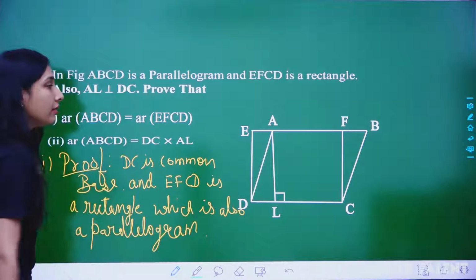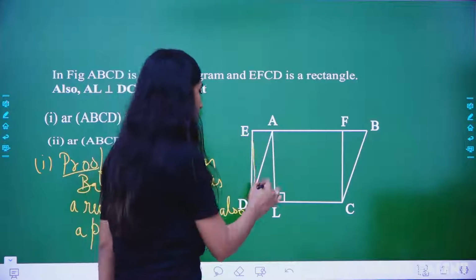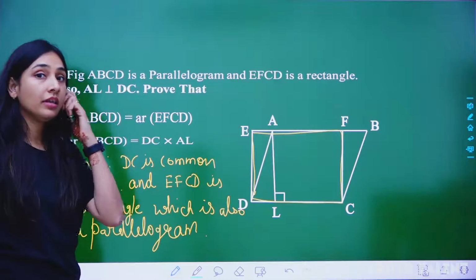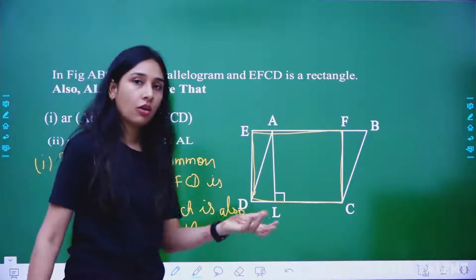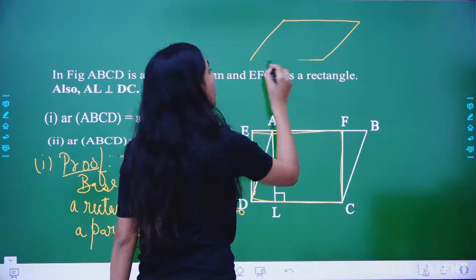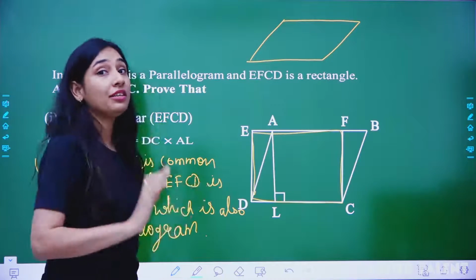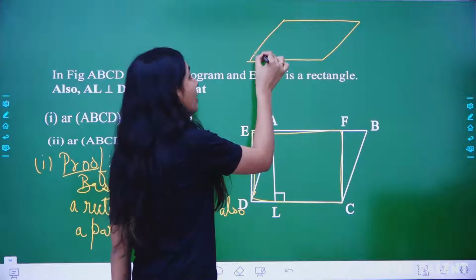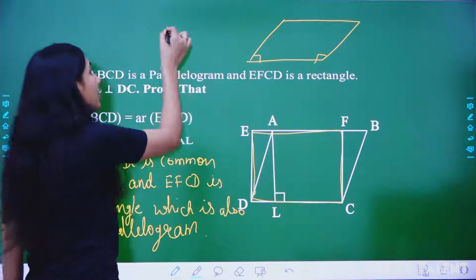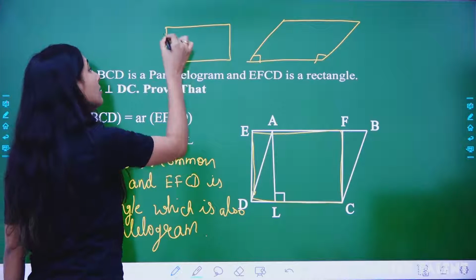It is given that it is a rectangle. Okay, it is given this is a rectangle. Right, students? If it's a rectangle, then this is also a parallelogram. Because if I draw a parallelogram and put the condition that the angles of this parallelogram are 90 degrees, then that will become a rectangle itself.